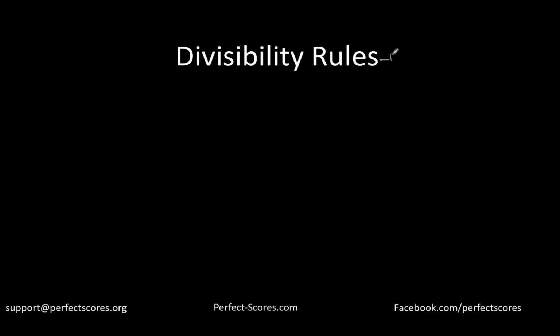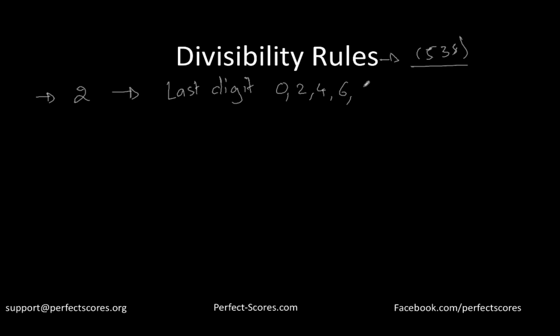The divisibility rules are the rules that tell you whether any number, let's suppose 538, is divisible by some numbers or not. So I'm going to start with the divisibility rule of 2. How do you know whether a number is divisible by 2? Well, that's easy. If the last digit of the number is 0, 2, 4, 6 or 8, that means the number is divisible by 2.